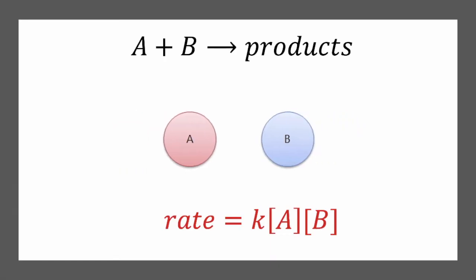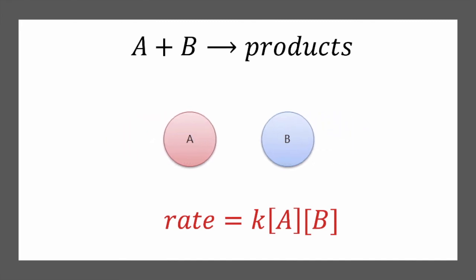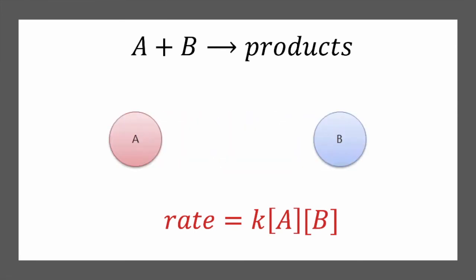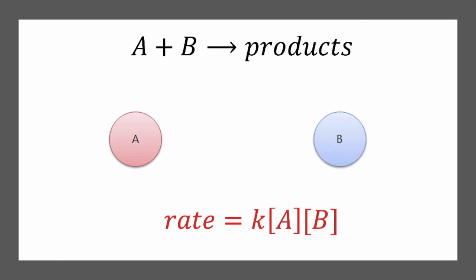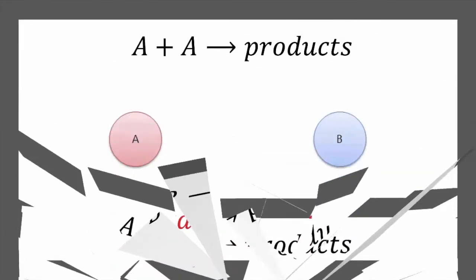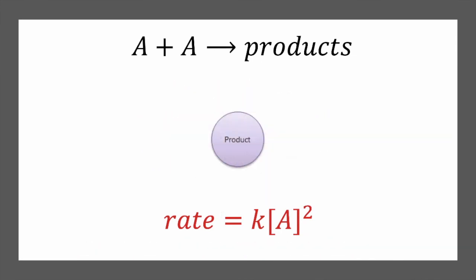We could also have a bimolecular reaction, a reaction involving 2 reactant species, such as this one where you have A plus B going to some sort of product. Our rate law here would be K times the concentration of A times the concentration of B, and each of these would be raised to the first power, and our reaction would be second order overall. We could also have a bimolecular reaction where you have 2 identical species reacting together to form products. Our rate would be K times the concentration of whatever that species is squared, also a second order rate law.